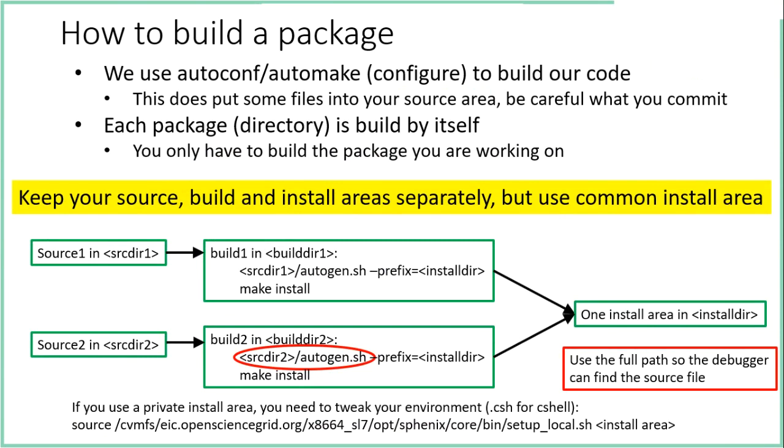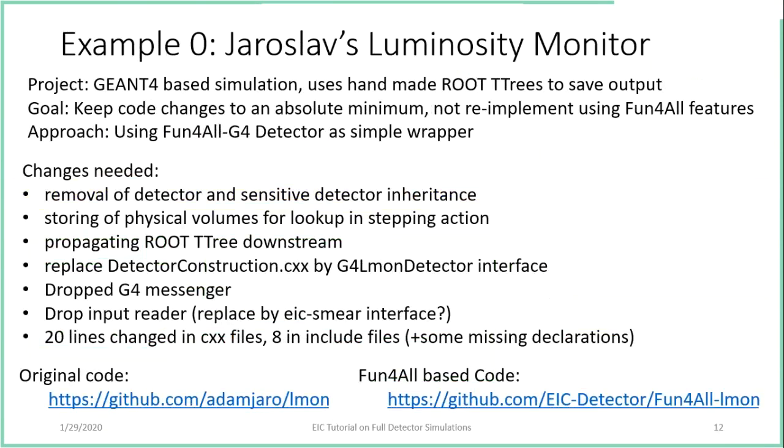So let's have a look at Yaroslav's luminosity monitor. The project itself is a Geant4 based simulation, and it uses handmade root TTrees to save the output. So the goal was just keep the code changes to an absolute minimum. I'm not trying to re-implement this thing using Fun4All features. And basically that means using the Fun4All G4 EIC detector implementation as a simple wrapper around Yaroslav's code. I was surprised actually how easy that was in the end.